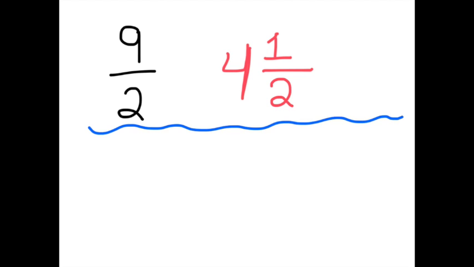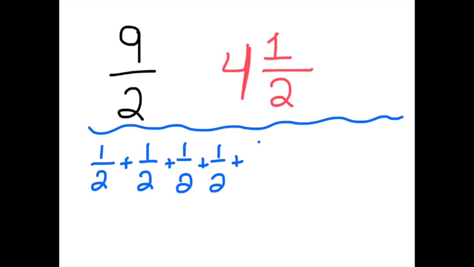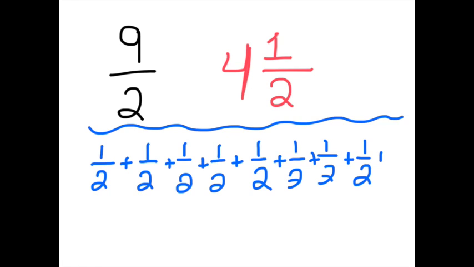9 halves. Well, that's the same thing as 1 half plus 1 half plus 1 half. And I'm just going to kind of keep going here, because I've got to have 9 halves. Okay, I have 5, 6, 7, 8, 9. Okay, well, that's a lot right there. Well, let's just count them just to make sure. Okay, 1, 2, 3, 4, 5, 6, 7, 8, 9 halves is what I have right in front of me.